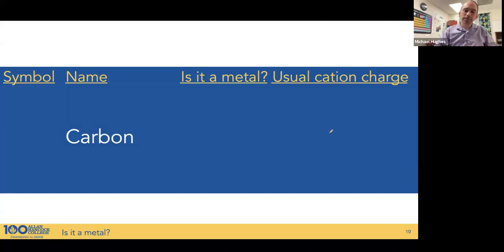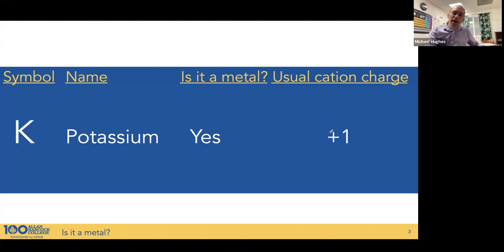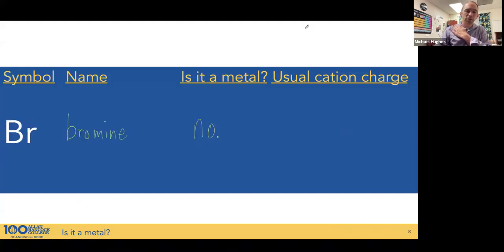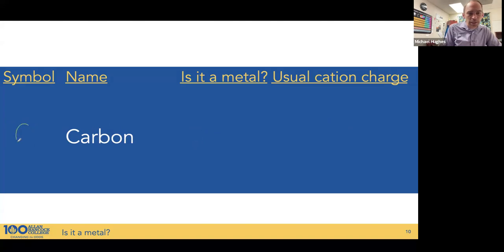Hopefully you got that. Carbon. Is it a metal? Carbon. It's probably one of the most famous non-metals. The backbone of organic life is carbon, element 6, and it is a non-metal. No, it does not form a cation when it ionizes. Carbon has a symbol of C, and it is not a metal. Nope.